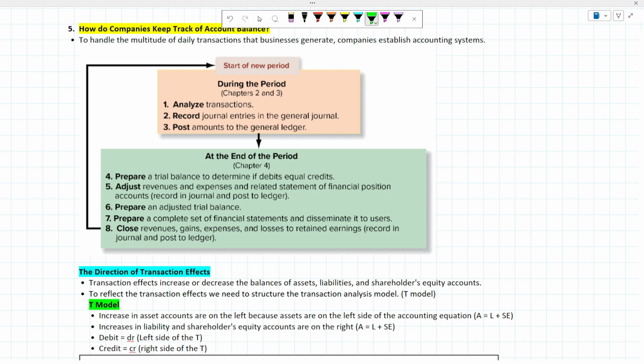At the end of the period, you have to prepare a trial balance to determine if debits equal credits. Adjust revenues and expenses and related statements of financial position accounts. Six, prepare an adjusted trial balance. Seven, prepare a complete set of financial statements and disseminate them to users. Eight, close revenues, gains, expenses, and losses to retained earnings, record it in the journal and post it to the ledger.